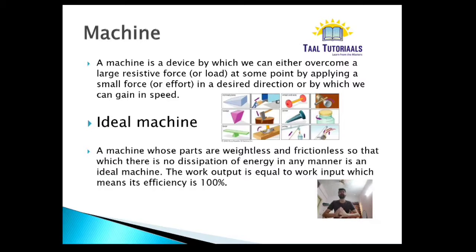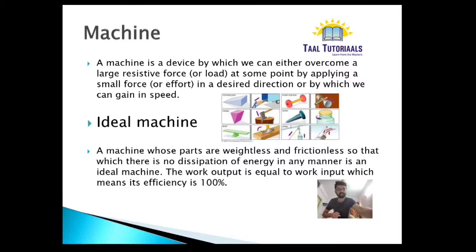So what is an ideal machine? See, a machine whose parts are weightless, which is frictionless, and there is no loss of energy in any manner, that is an ideal machine. The work output is equal to work input, and the efficiency will be 100%. If you believe me, no machine can be an ideal machine, because no machine can be weightless. There is always the friction of air. So an ideal machine is only something we can assume. We cannot say that an ideal machine exists in this world.